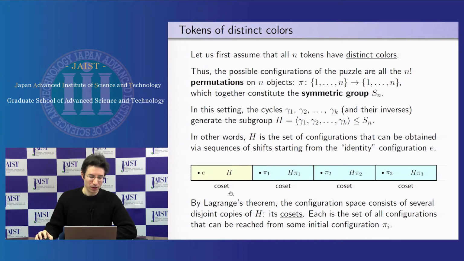And by classical group theory, we know that this subgroup has some number of cosets, and each coset represents the configurations we can reach from a given starting position. So H is the set of positions we can reach from the initial configuration, which we call the identity. And then we have more configurations, which are in a space that has many copies of H, as many as the cosets of H.